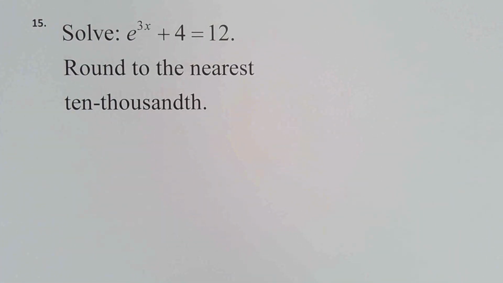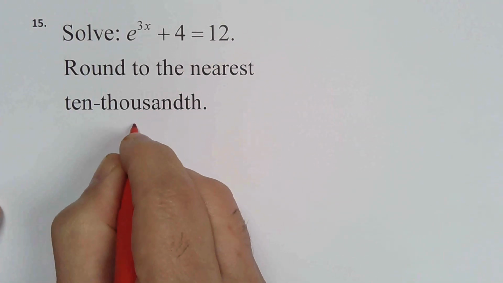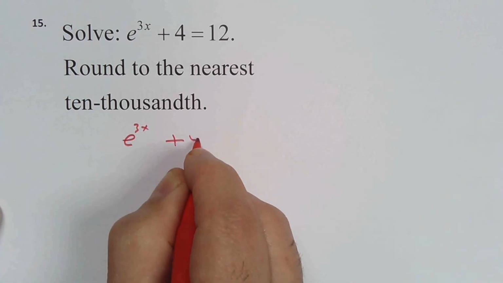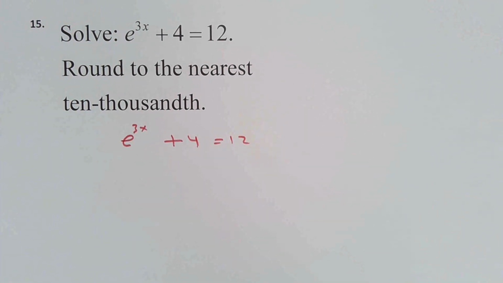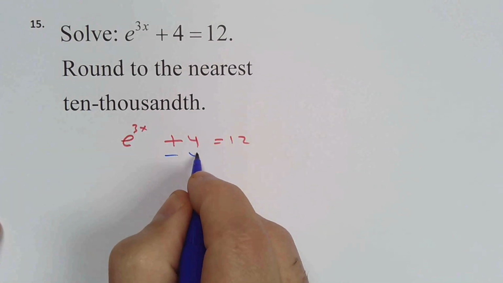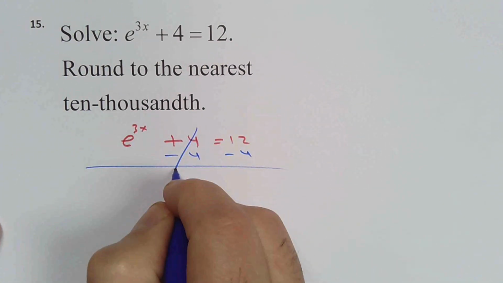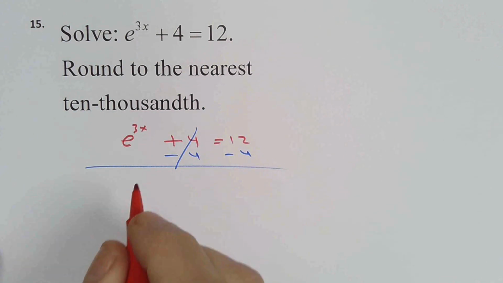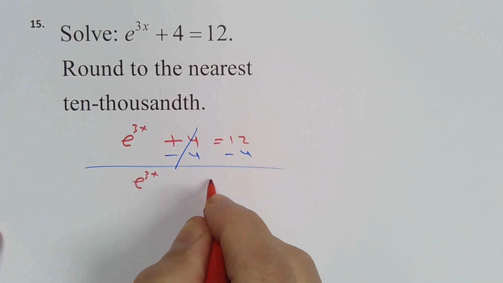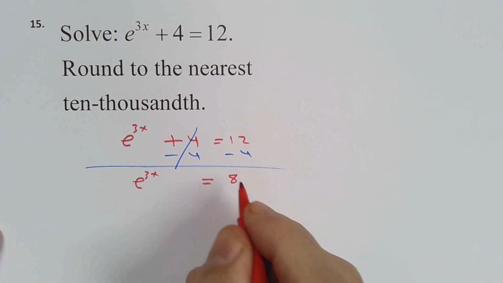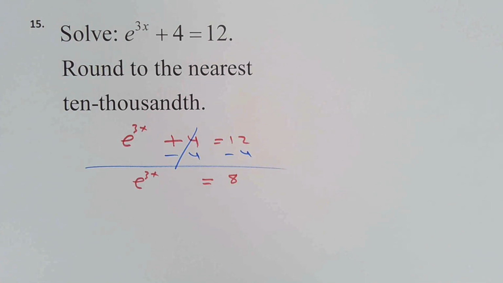Number 15. Solve the following. e to the 3x plus 4 equals 12. Subtract 4 from both sides. So I have e to the 3x equals 8. Let's rewrite it again and apply ln to both sides.